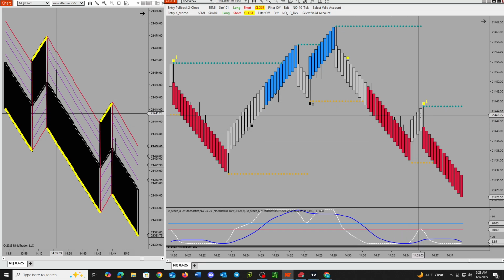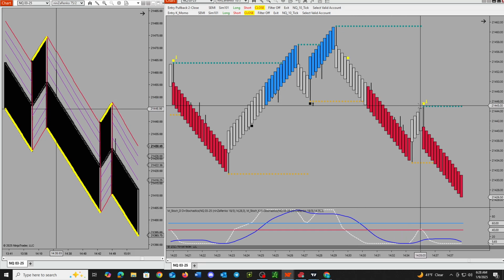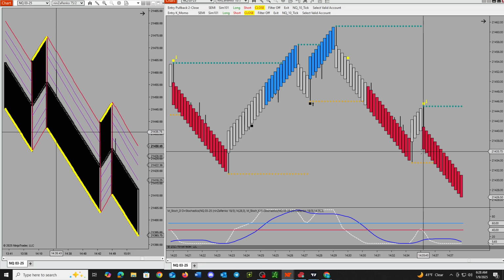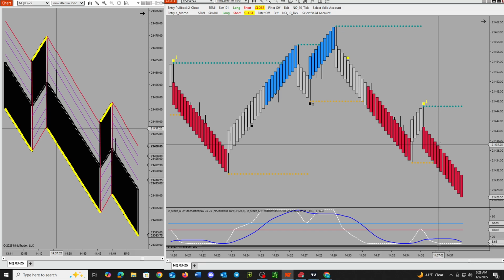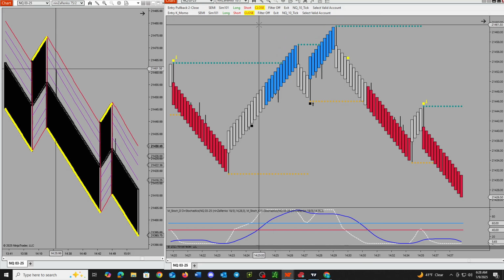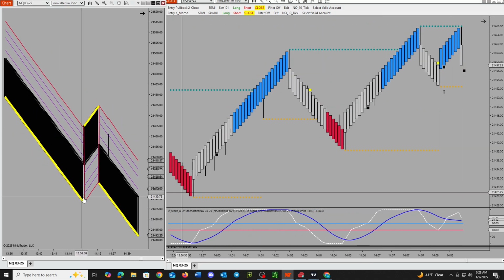Bam, we've got that. If you miss it, we get red. Now we're looking for the B4 jiggle pullback. The first one, we don't want to take multiples. I mean, you can, but honestly, you're rolling the dice after the second one, I think, on most of these. All right, so that's how I use that.